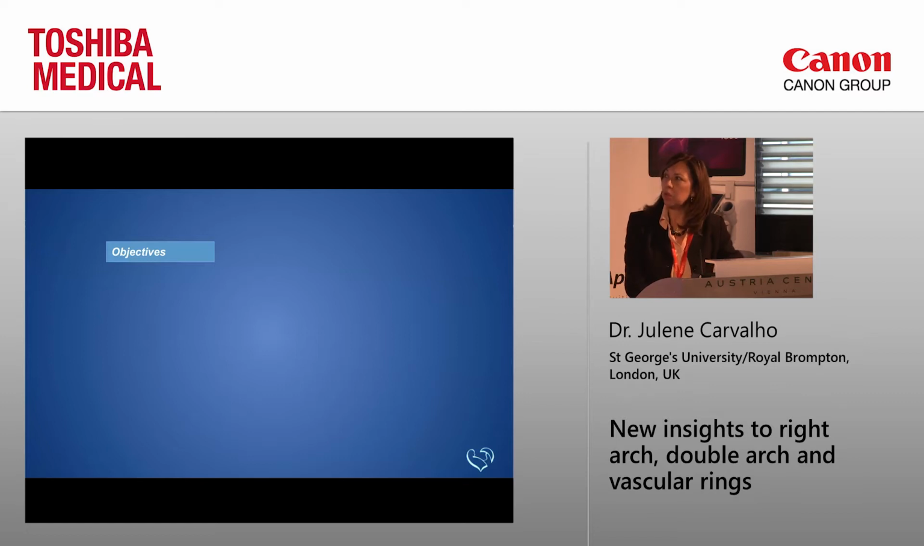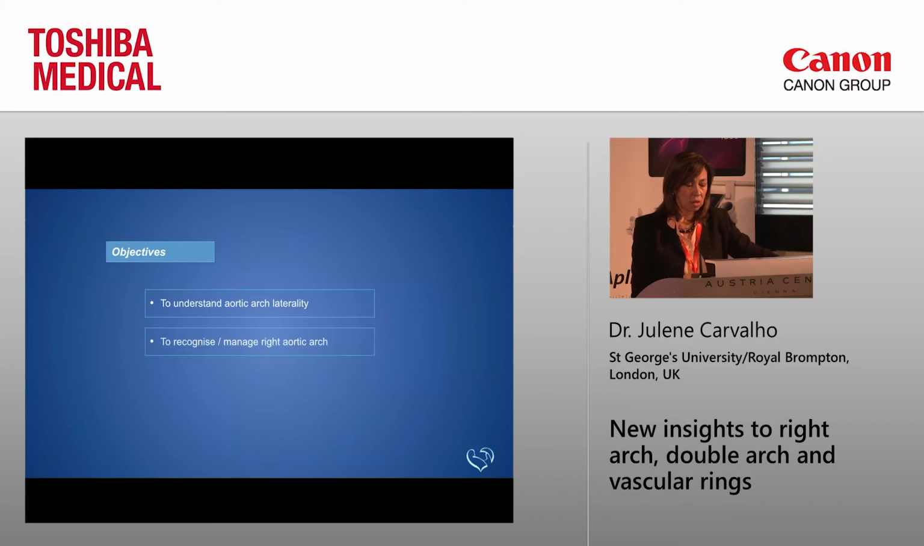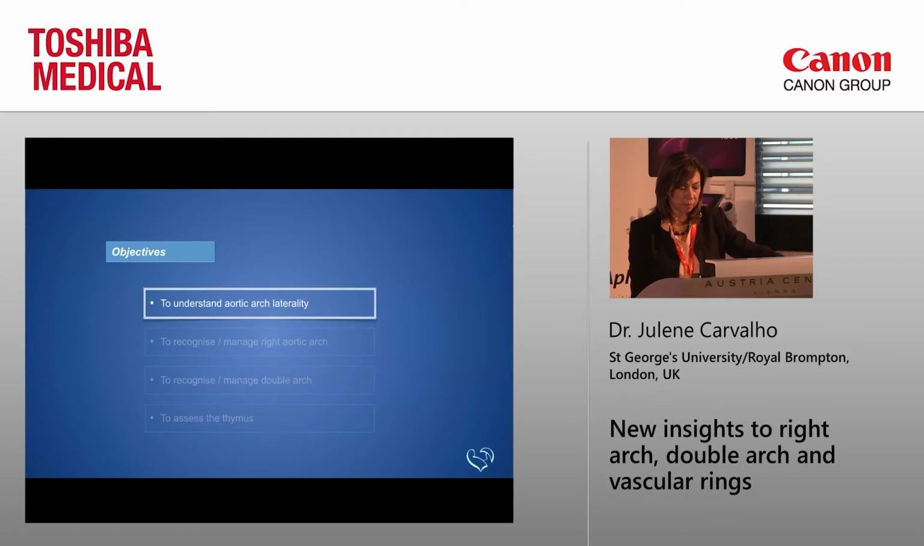What I'm going to try and cover relatively quickly, but hopefully the message will be clear at the end of the day, is so that you understand what aortic arch laterality is, to be able to recognize and manage right aortic arch, a similar thing for double aortic arch, and a tiny little bit about the thymus, because that's important for trying to predict risks of chromosomal abnormalities in vascular rings.